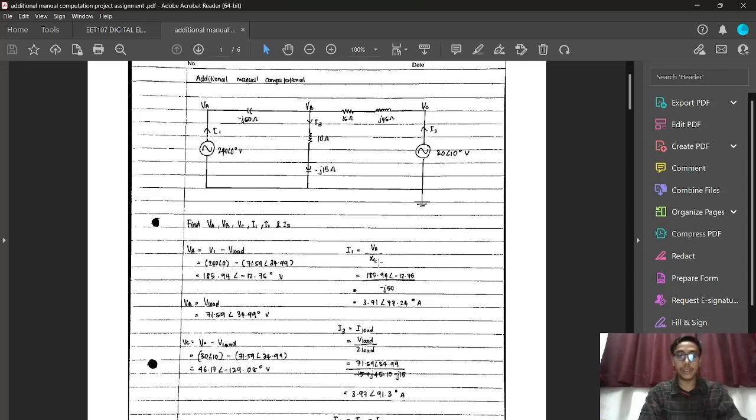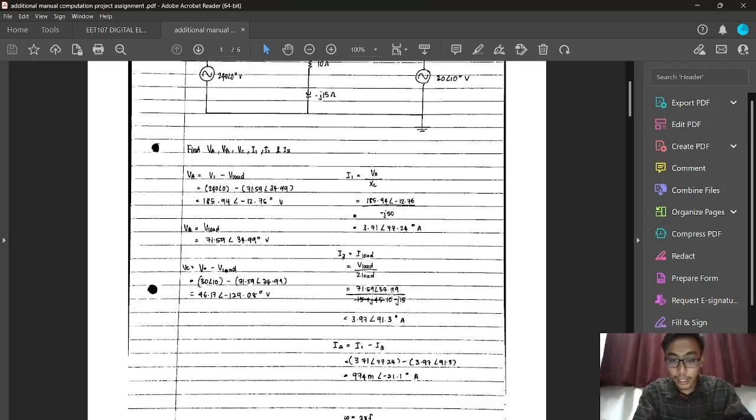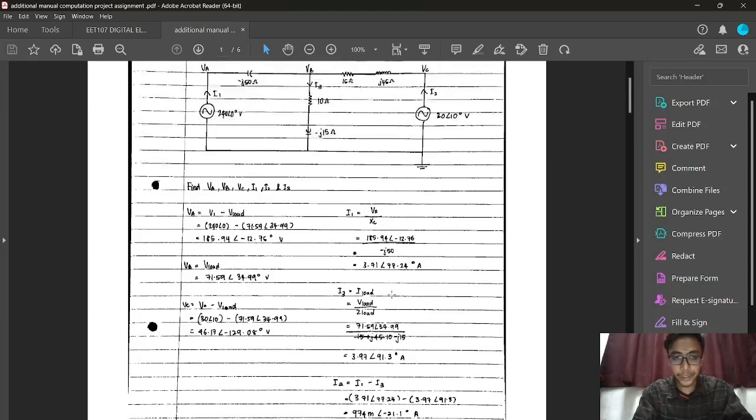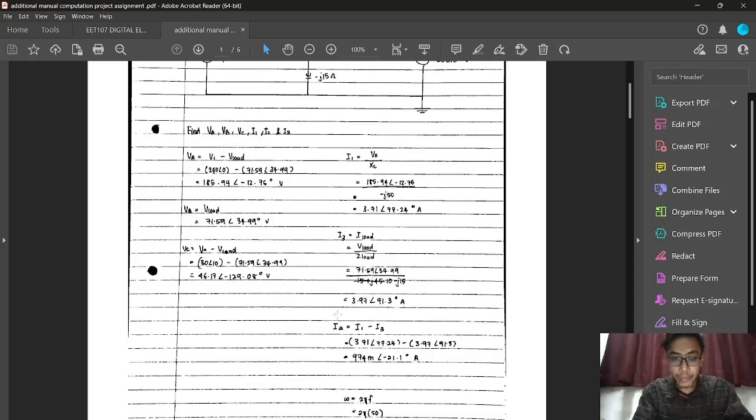Then I use Ohm's law. Using VA over XC, I get I1 as 3.71 angle 77.24. For I3, which is I load, just V load over Z load, so I get 3.97 angle 91.3. For I2, from positive to negative, I'm using Kirchhoff's current law. I2 is equal to I1 minus I3, so I get 974 milliamperes angle 21.1.